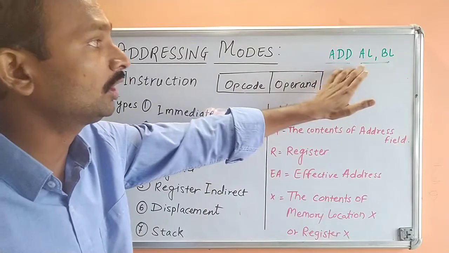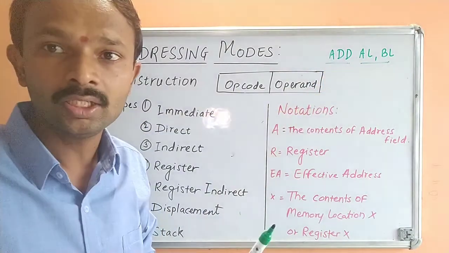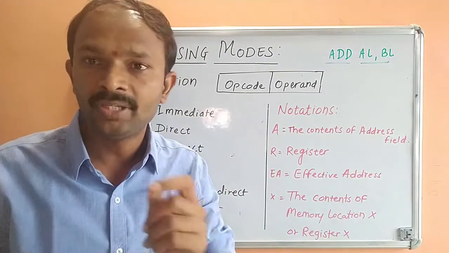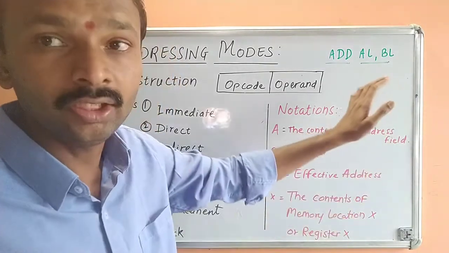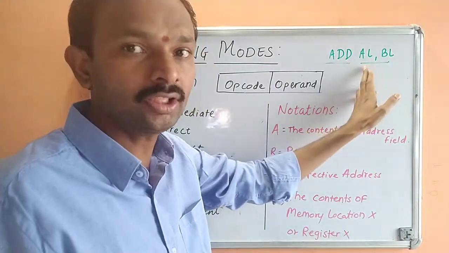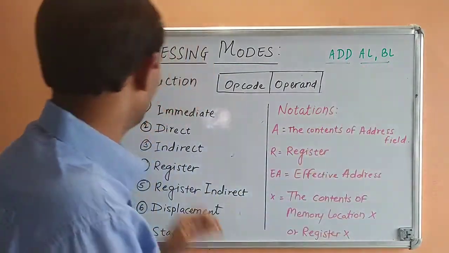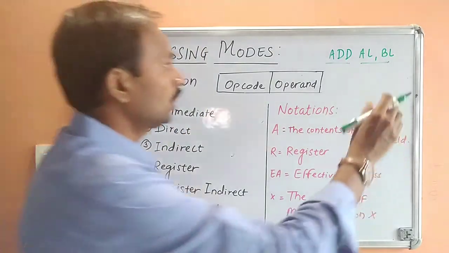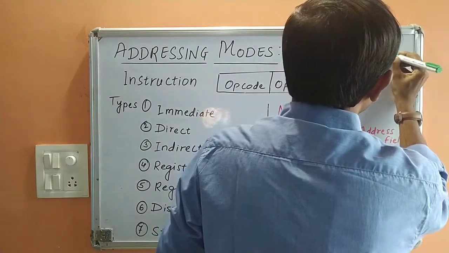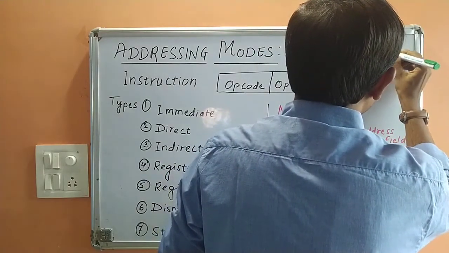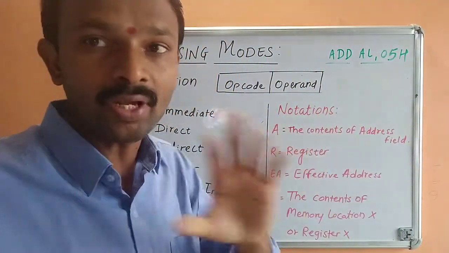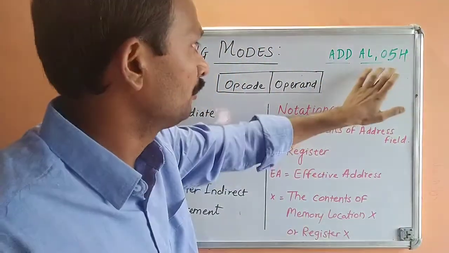Here we have the instruction ADD AL, BL. We know what this instruction is doing. It is adding the contents of the AL register with the BL register and storing the result into the AL register. Now what happens with the immediate addressing mode? If it is an immediate value, for example the hexadecimal number 05H, it is the hexadecimal number 5 which I want to add with AL.